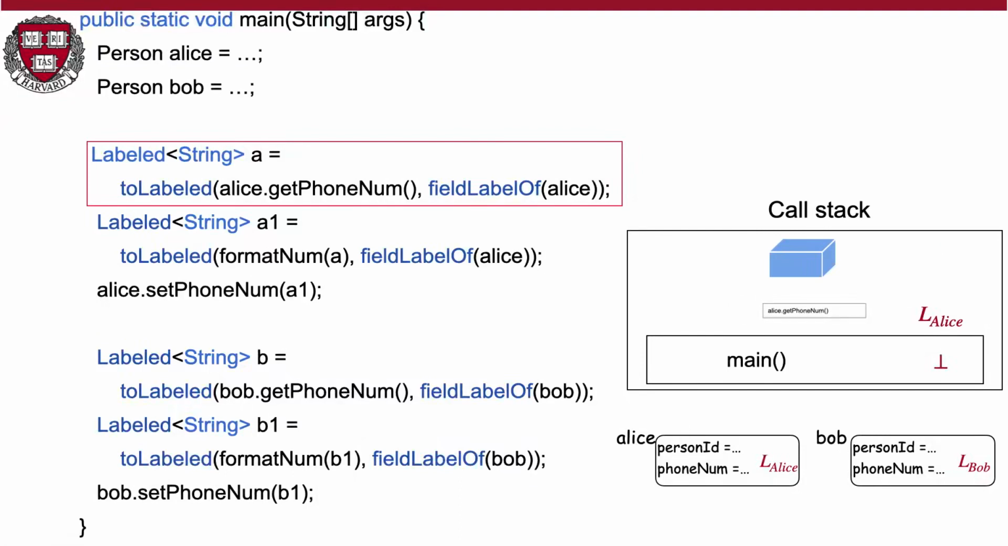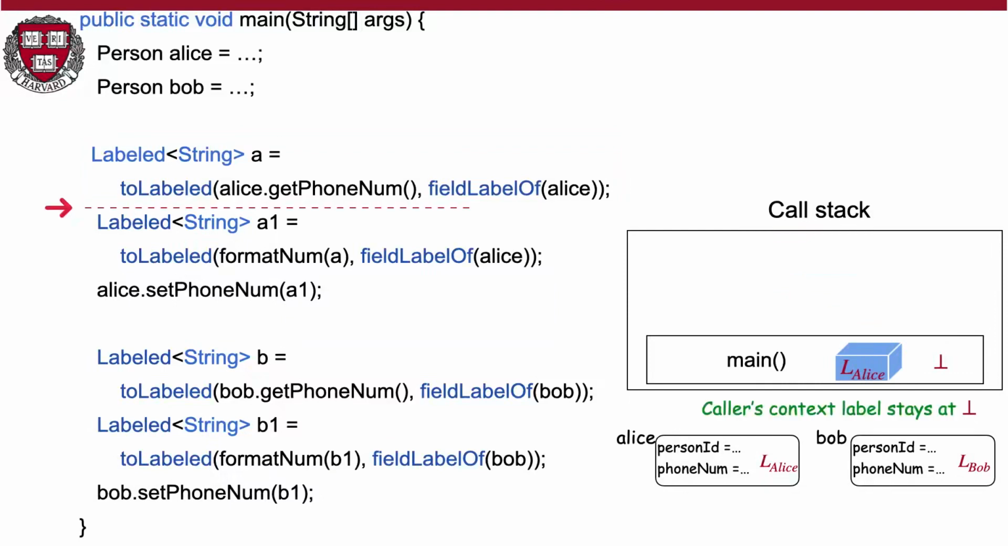The toLabeled operator packs the return value into a labeled value and protects it with the label of LS. The context label of the caller doesn't need to be increased, since it has not read the information. Then we use toLabeled operator to run the method called formatNumber and send the labeled value to the callee.